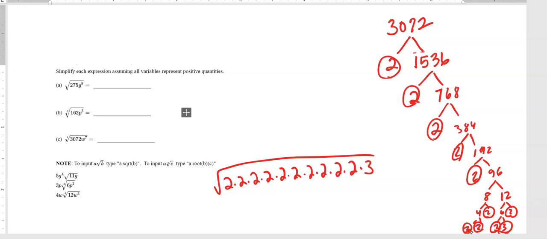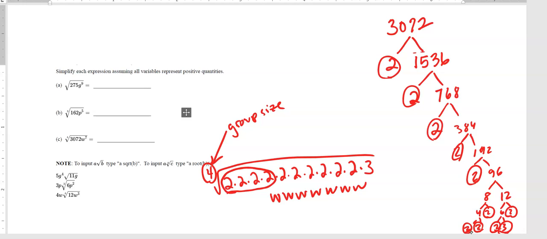Okay? And then I'm going to also write the number of variables that I have, and I have 7 here. All right. Now, whatever my index is, whatever my root is, this is going to be my group size. So I have 4. So I'm going to look for 4 of a kind. I have 4 2s here. I have 4 2s here. 4 W's. Whatever I've circled, one member comes out front, and the rest I discard.